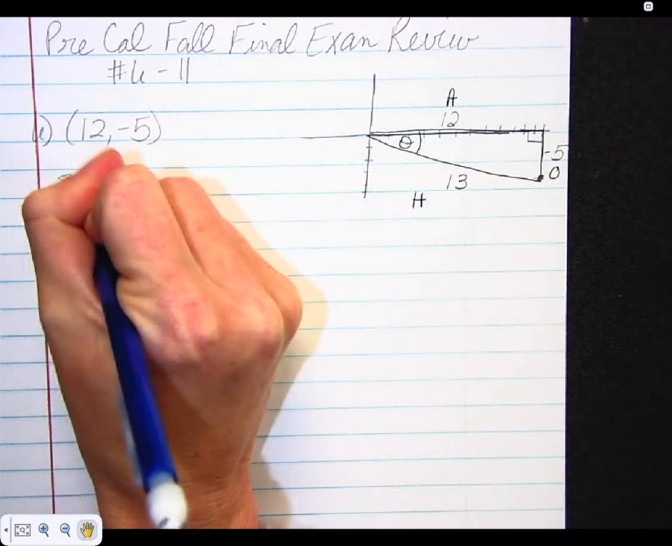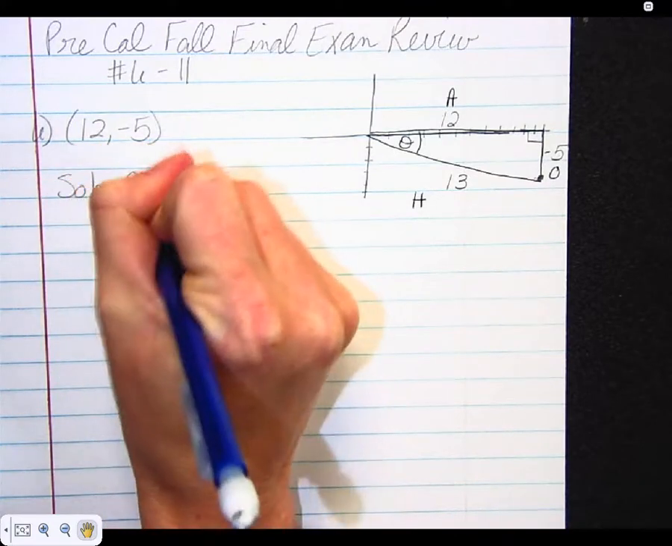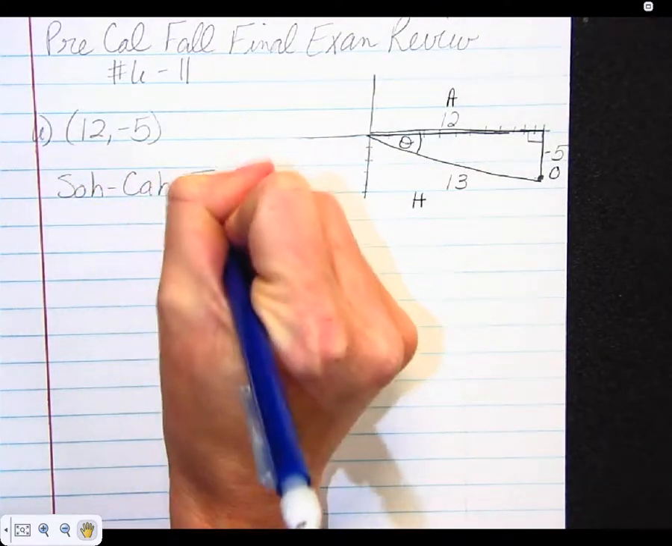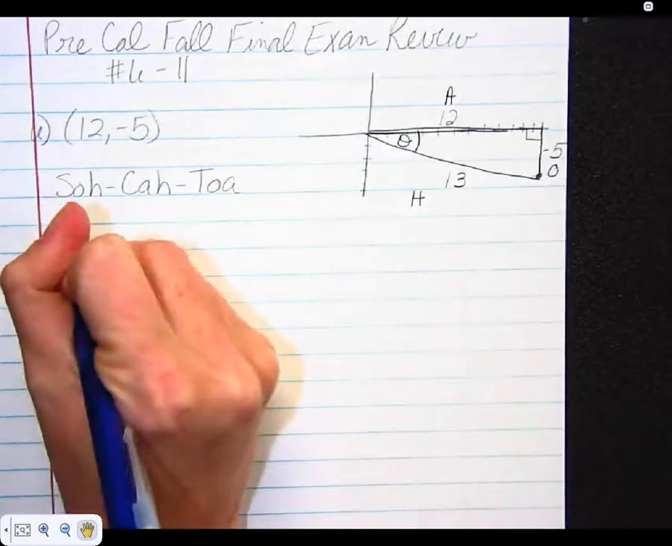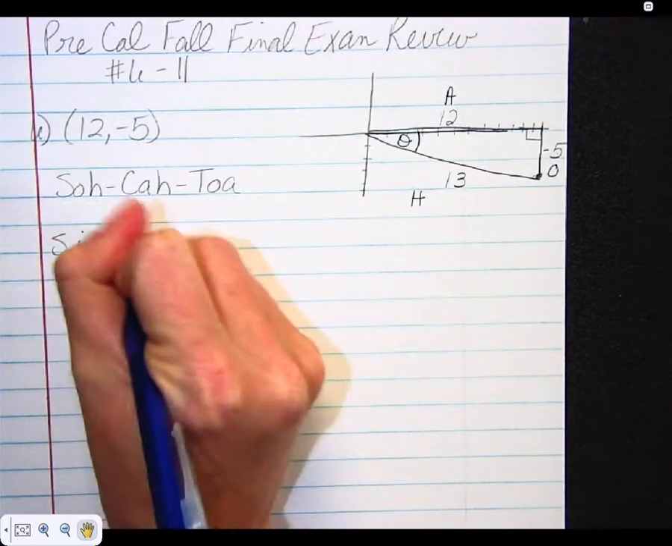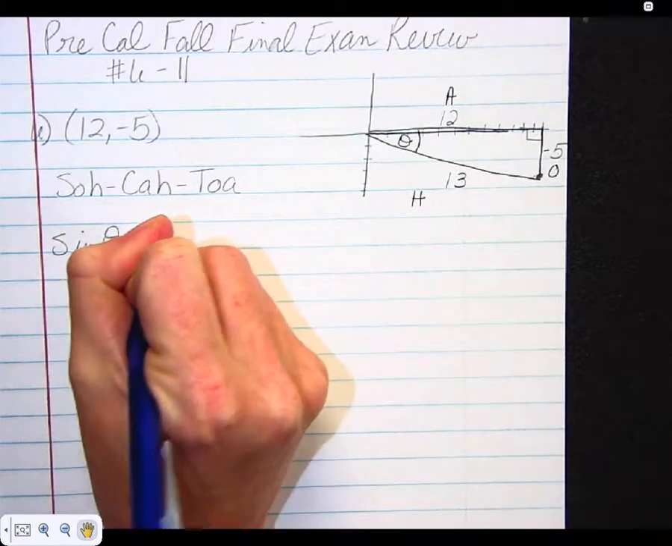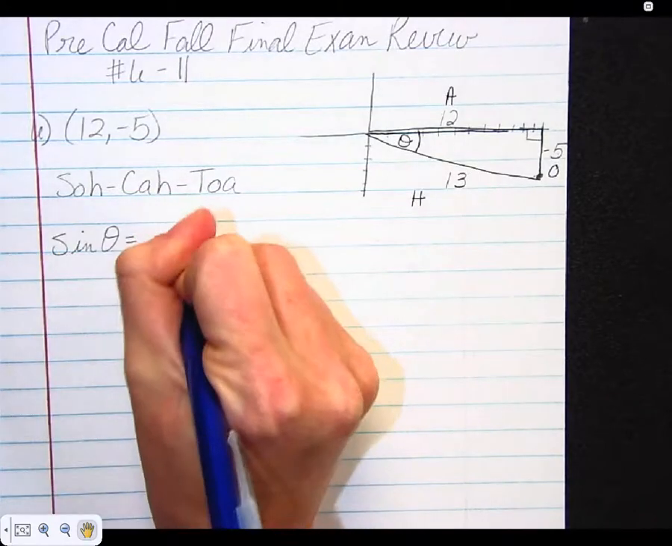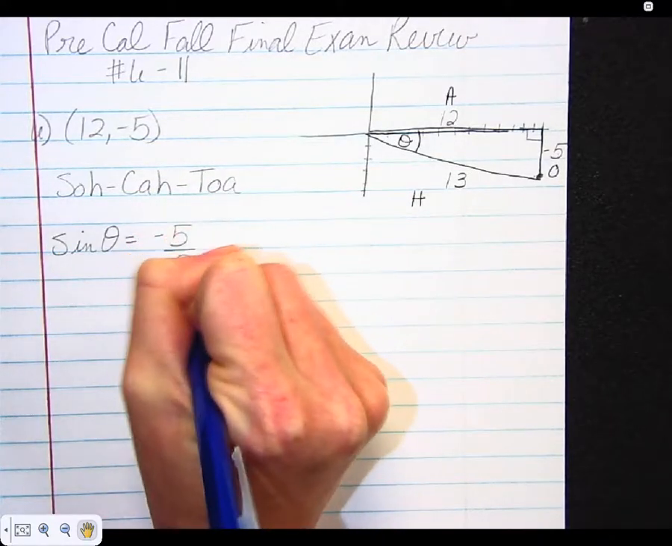All right, so to help me get started, I'm going to work with SOHCAHTOA. We'll come back to SOHCAHTOA again a little bit later. And so I'm going to start with sine. And we always put an angle with sine, so that's going to be sine theta. And my fraction here is going to be my opposite over my hypotenuse.